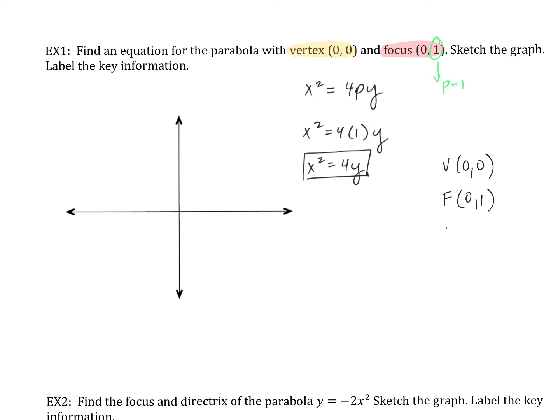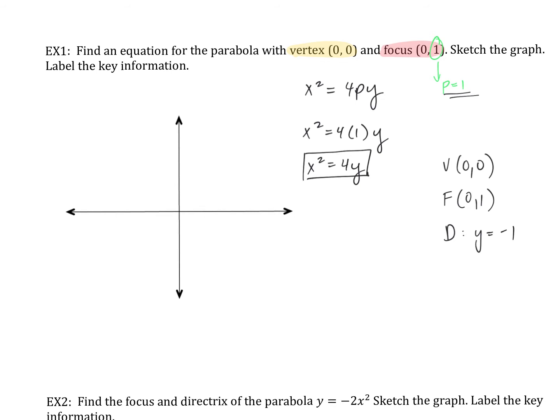I'll just label it with a capital D. The directrix, remember, needs to be an equation because it's a line. It's y equals the opposite of our p-value. And our p-value was a positive 1. So what's the opposite of that? A negative 1. Okay, so these are our 3 important values, but please be careful here.